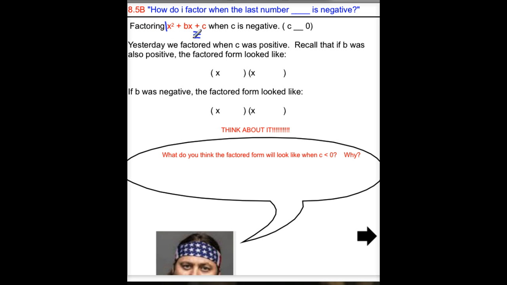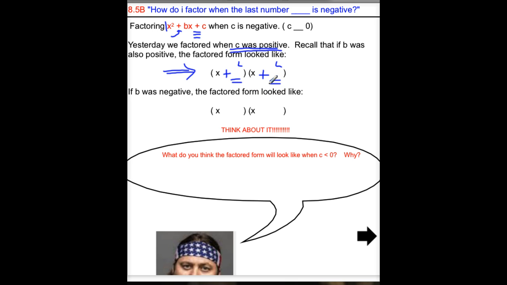That was pretty helpful because yesterday when that c was positive, remember, in order to multiply these two last terms to get a positive, we know that they either have to both be positive or both be negative. And we decided that it was that middle term that helped us decide that. If the middle term was positive and the last term was positive, so basically everything was positive, this was our general format. We just had to figure out how to end it.